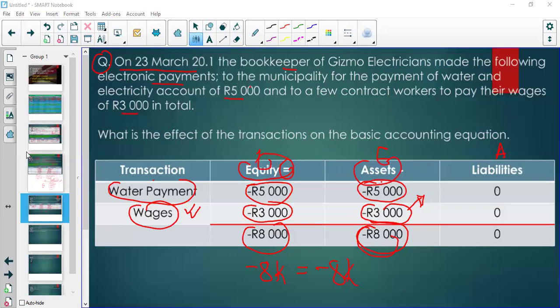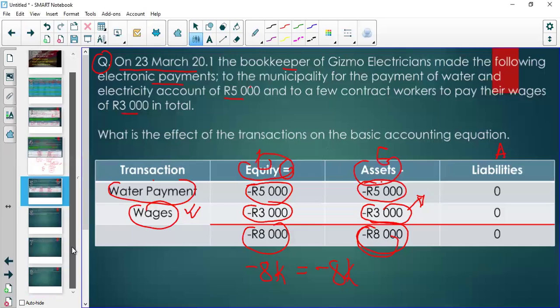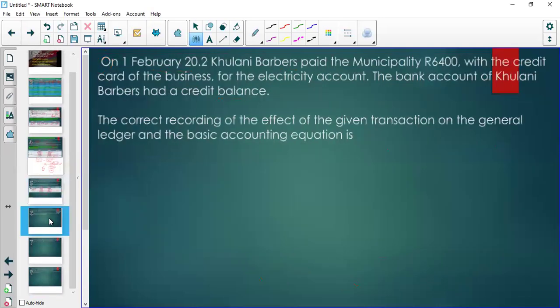Right, now we go to slightly demanding questions, but you will enjoy them. We have almost finished. We have 2 more questions to do, and then I can take your questions and we can talk. So on the 1st of February 2002, a barber paid the municipality 6,400 with the credit card of the business for electricity. The bank account of Kulani Barber had a credit balance.